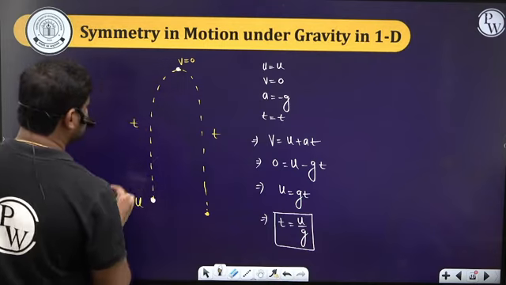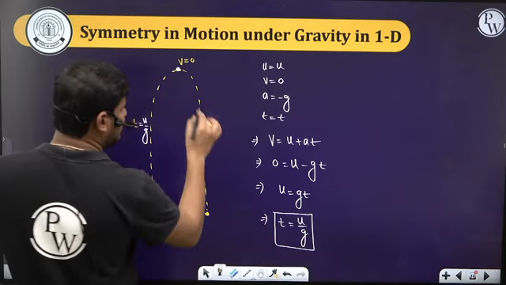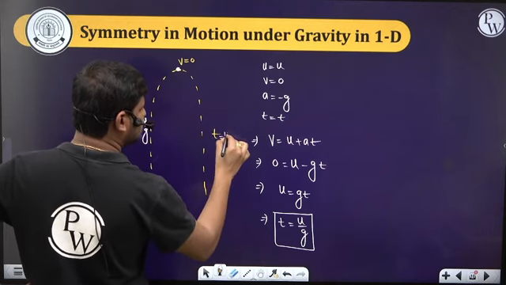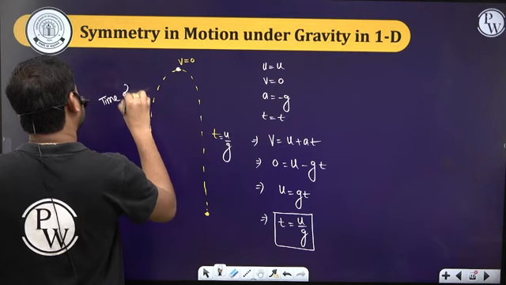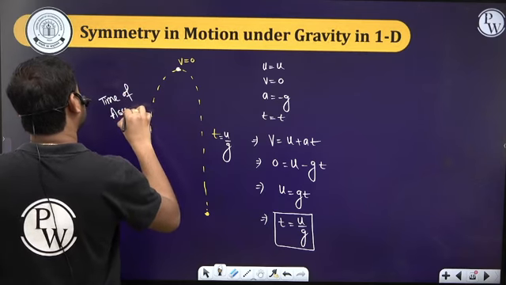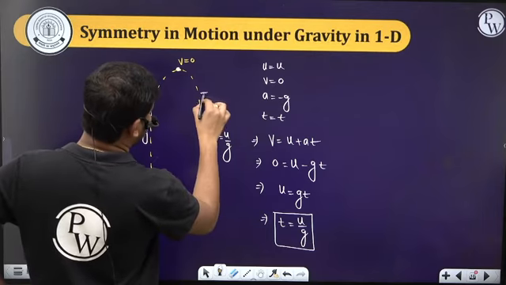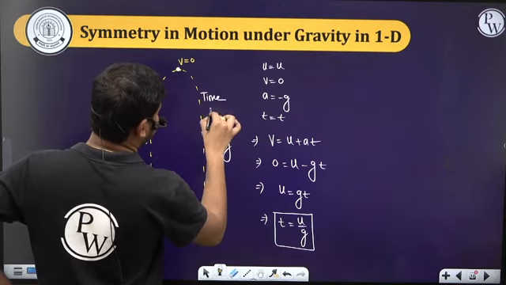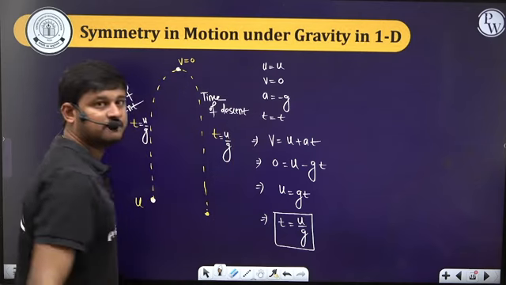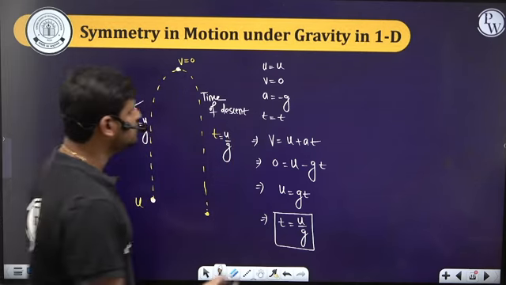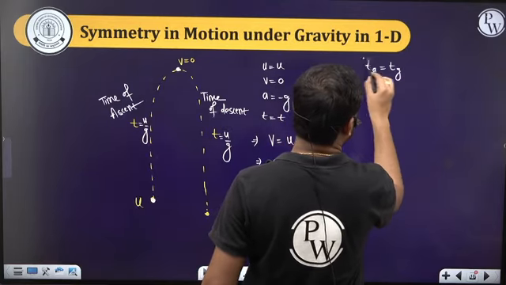So this body is taking the time u by g, and from here to here it will also take the same time. This we call the time of ascent, right? While going up, how much time does it take? Time of ascent. And then while coming down, whatever time it takes is the time of descent. So the time of ascent will be equal to the time of descent here. So this is one thing.